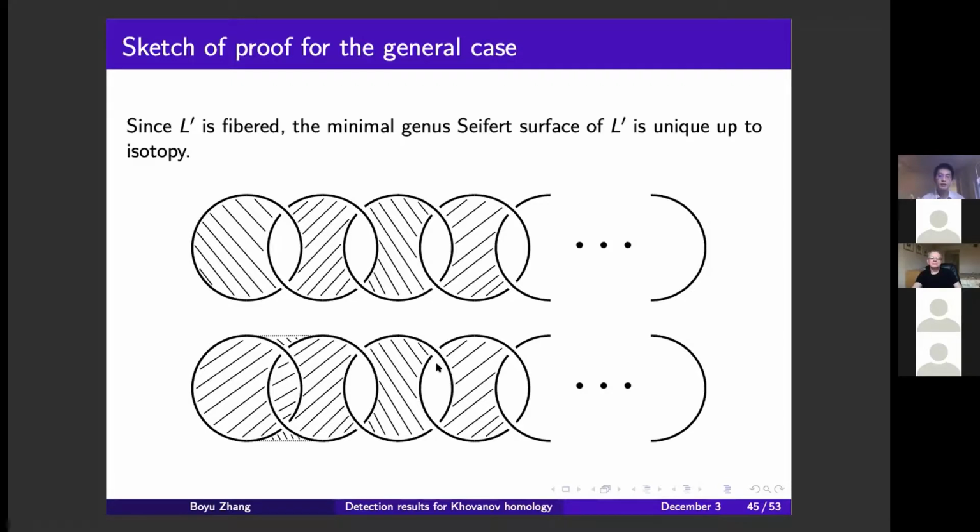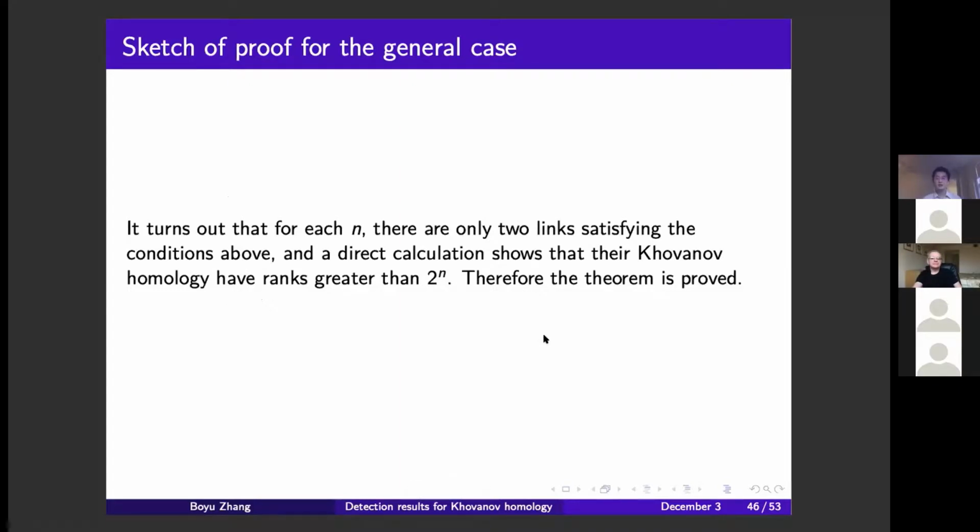And we know that the last component, the nth component K, is a knot that is disjoint from the Seifert surface and also bounds a disk that intersects the first circle at one point and the last circle at one point. Well, it turns out that although this is a non-trivial topological argument, we can show that there are only two links that can possibly satisfy all the conditions above up to isotopy. And then a direct calculation can show that the Khovanov homology of both of the links have rank strictly greater than 2 to the n, and therefore we obtain a contradiction, so the main theorem is proved.